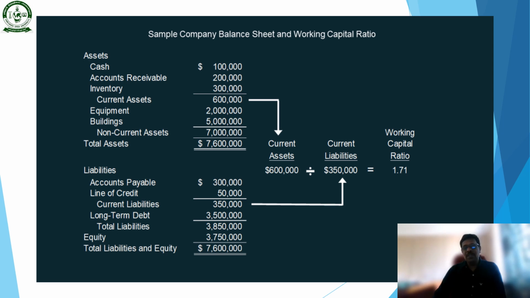Here we take current assets of 6 lakhs and current liabilities of 3,50,000. So the current working capital ratio is 1.71:1. The standard working capital ratio is 2:1, where 2 is current assets and 1 is current liabilities, which is the standard ratio. Thank you.